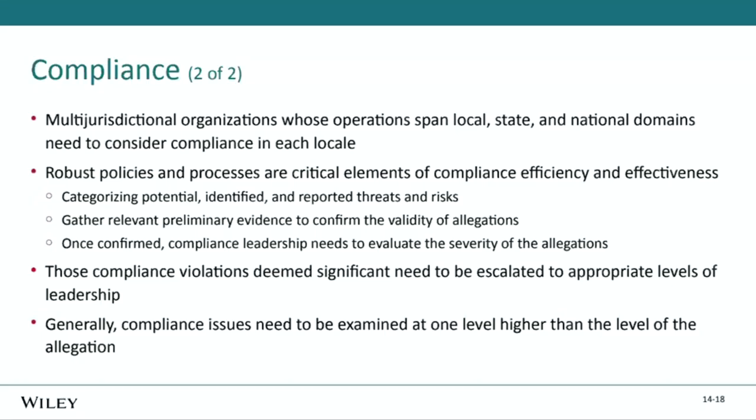Okay. We're at bullet point number 3. Those compliance violations deemed significant need to be escalated to the appropriate levels of leadership. And that might mean you bypass the CEO, go straight to the board. Okay. Generally, compliance issues need to be examined at one level higher than the level of the allegation. Sometimes it's better to go 2 levels, but at least 1 level higher.